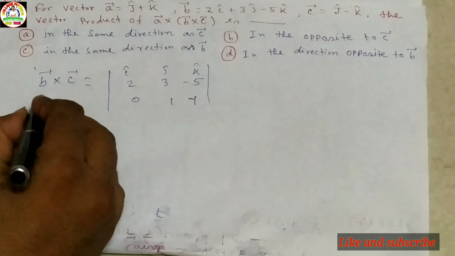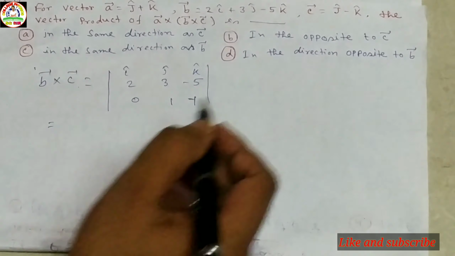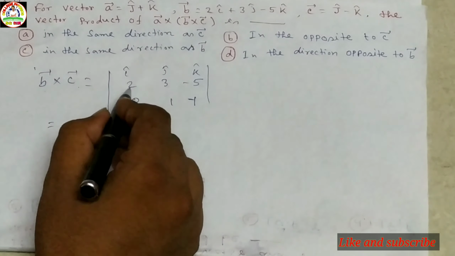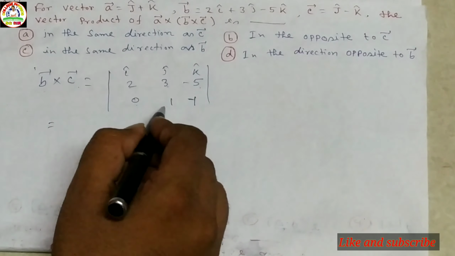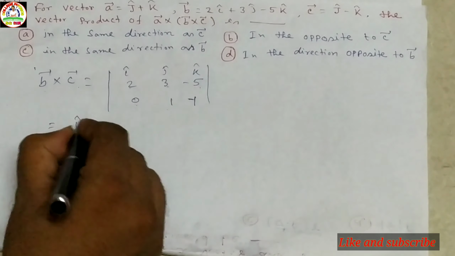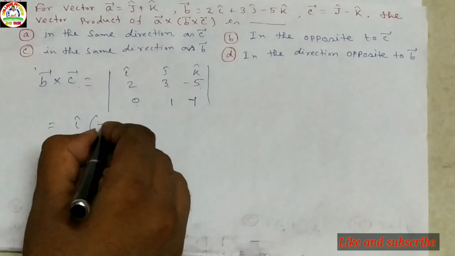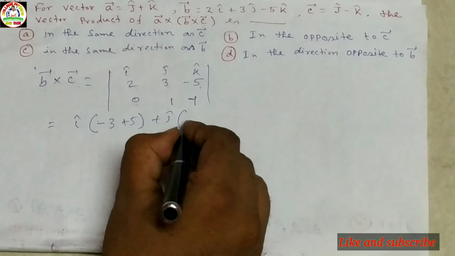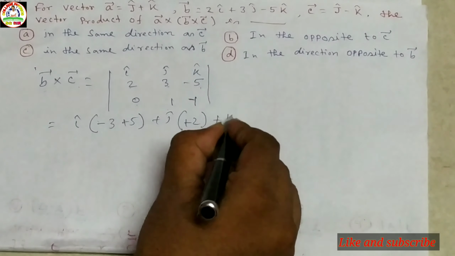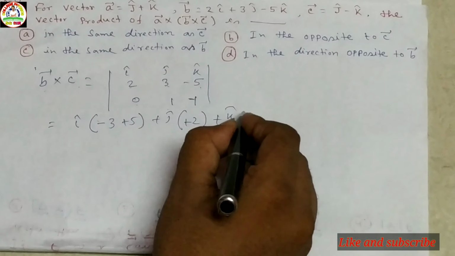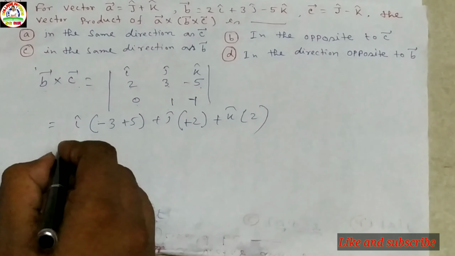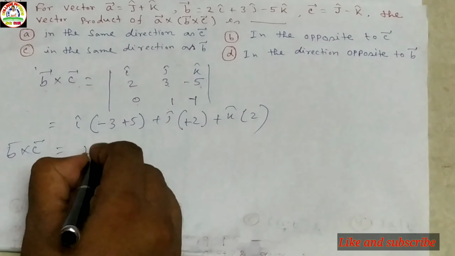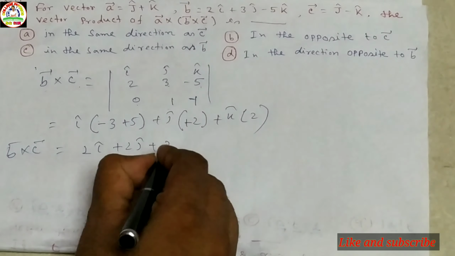So at first we calculate B cross C, then we calculate A cross B cross C. B cross C equal to, B is equal to B coefficient 2, 3, minus 5 and C coefficient 0, 1, minus 1. So B cross C equal to i cap into (minus 3 plus 5) plus j cap into (0 minus 2), minus (minus 1 plus 2) plus k cap into (0 plus 2). So B cross C is equal to 2i cap plus 2j cap plus 2k cap.